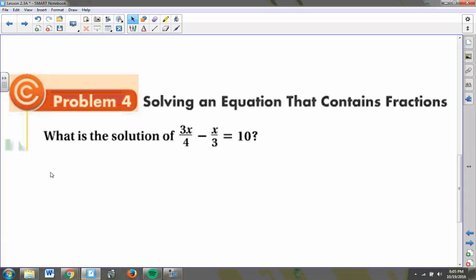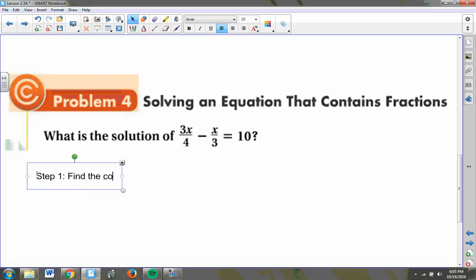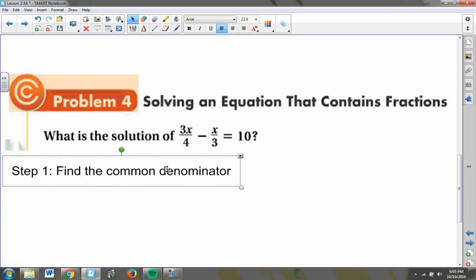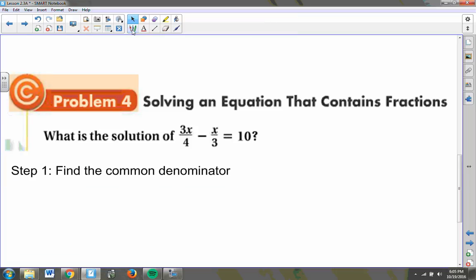So the first thing that I want to do when I'm solving an equation that contains fractions, step 1, is find the common denominator for all of those fractions. In this equation, I have 3x over 4 minus x over 3 equals 10. So the two numbers on the bottom of my fractions are the 4 here and the 3 here. The common denominator for 4 and 3 is going to be 12.